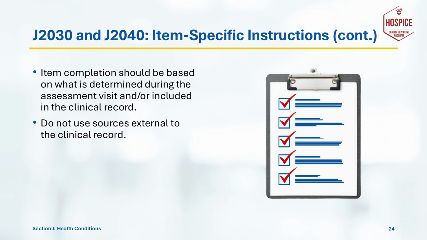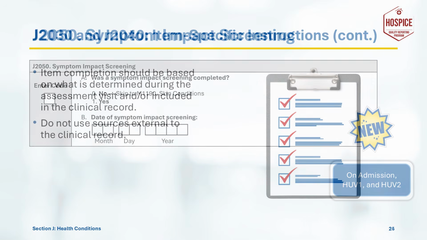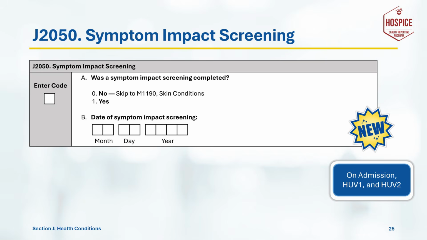Responses to items J2030 and J2040 should be based on findings during the assessment visit or in the clinical record. Now I will review the new symptom impact items for Section J. The first data element for symptoms is J2050, symptom impact screening. As mentioned, this is a new item for Section J.